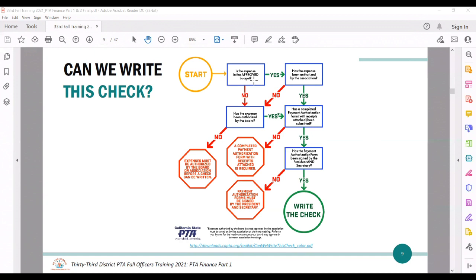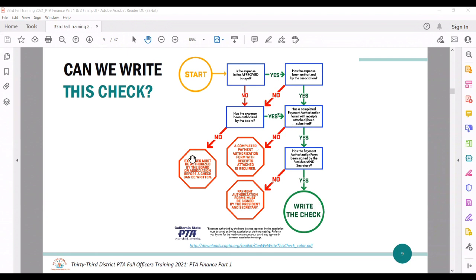So is the check approved in the budget? And has the expense been authorized by the association? And has a completed payment authorization form with receipts attached been submitted? You do not have to write that. They should be submitting their own payment authorizations. And has the payment authorization been signed by both the president and the secretary? If all these steps are true, then they can write the check.